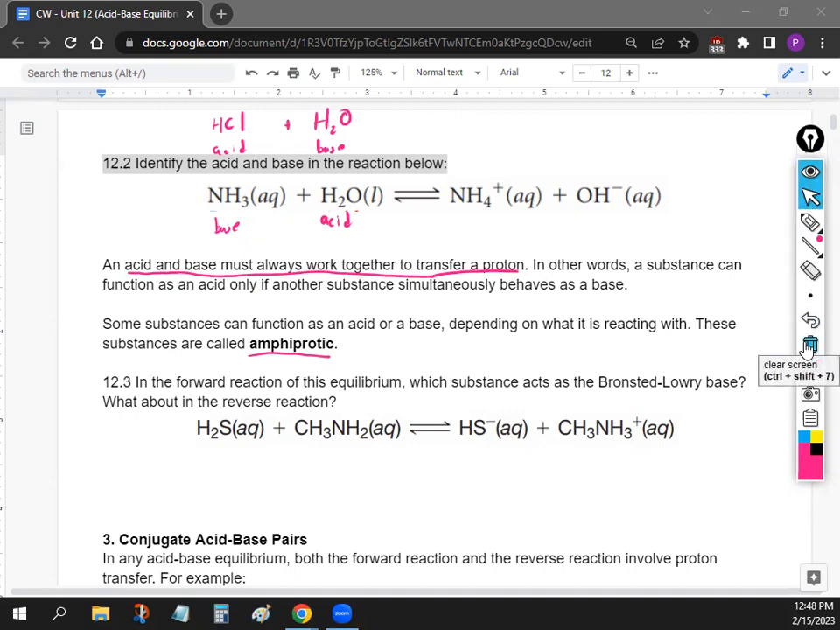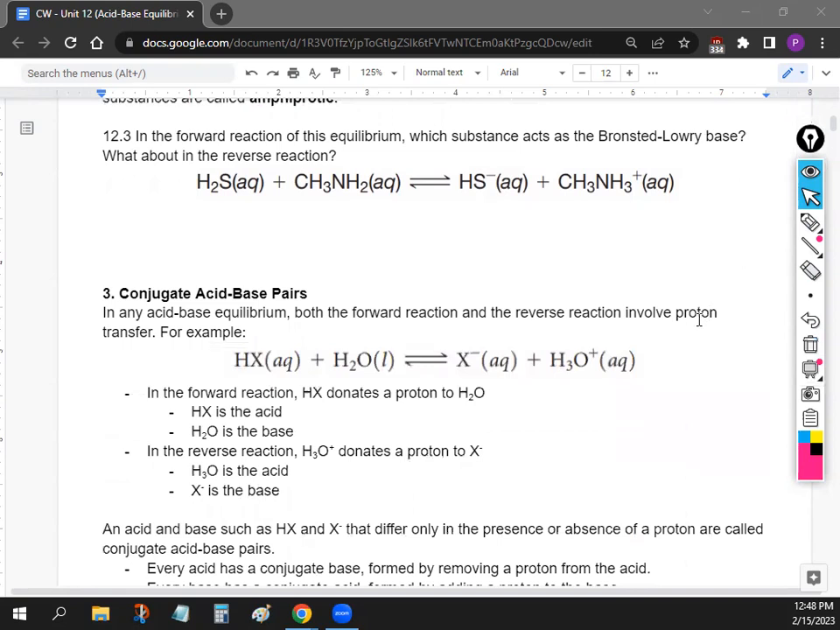Okay, so let us take a look at 12.3, and that's going to help us with the next concept we're going to talk about. If you guys take a look at this reaction right here, you don't need to write this down, but let's just take a look at it. Which one do you think is the acid? Which one gives a proton? Yeah, H2S. You notice H2S becomes HS, right? So it loses a proton. So it's going to be an acid, which means obviously this guy is going to be a base.